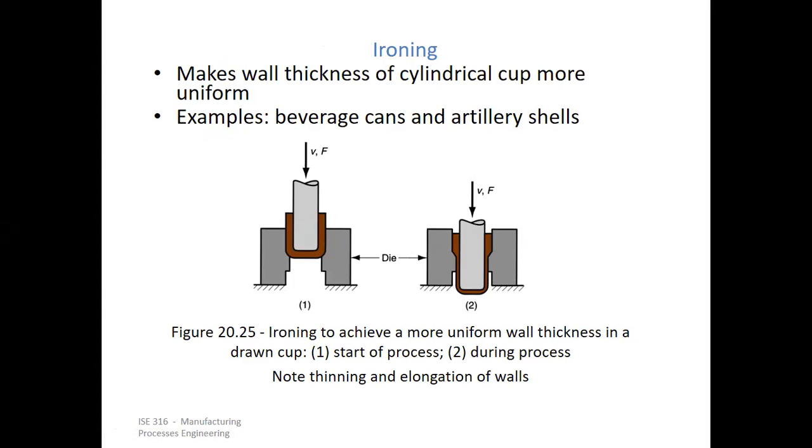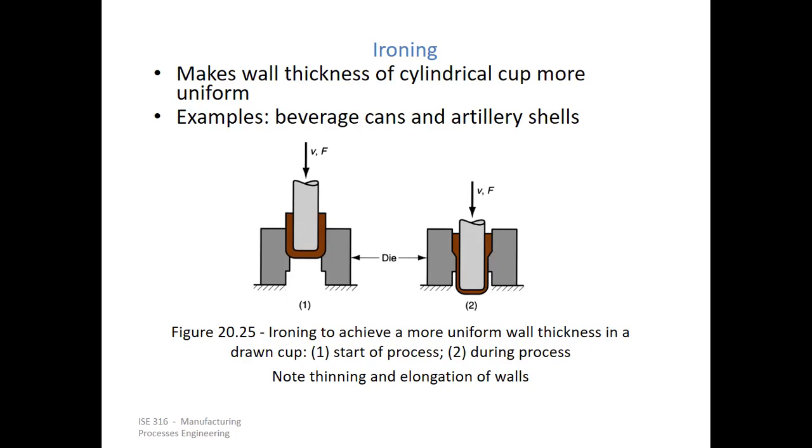Basically you have smoothening, or making the wall thickness homogeneous, or constant wall thickness, if you want to call it. So more uniform wall thickness. It makes the wall thickness of a cylindrical cup more uniform. Examples are beverage cans and artillery shells.